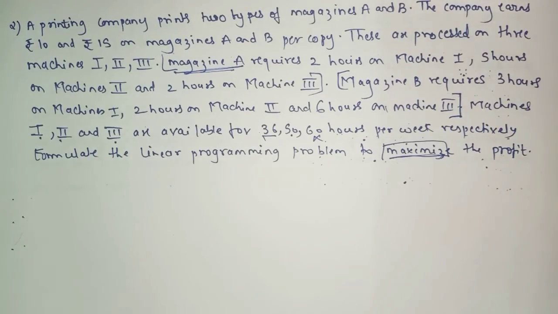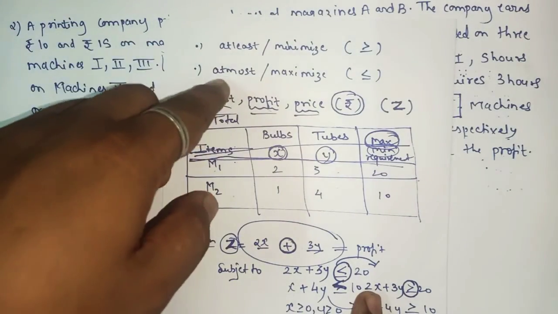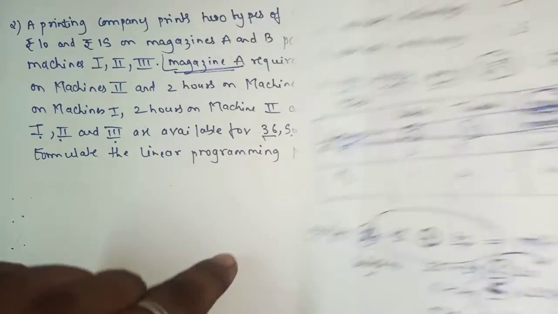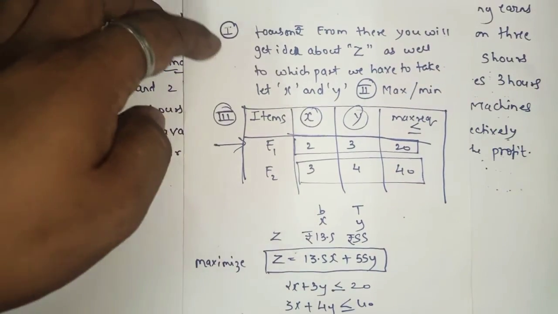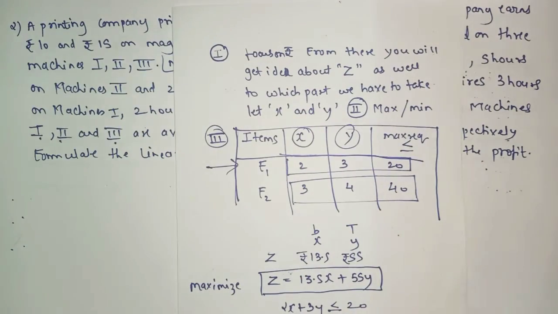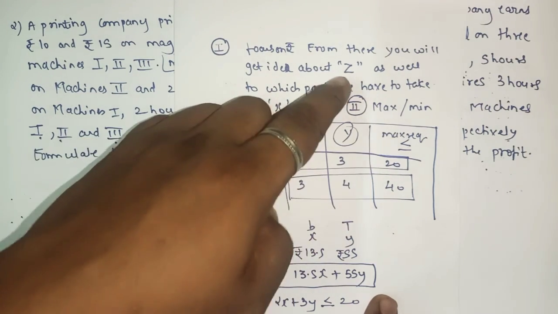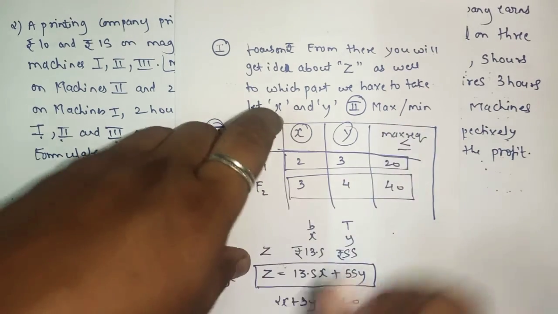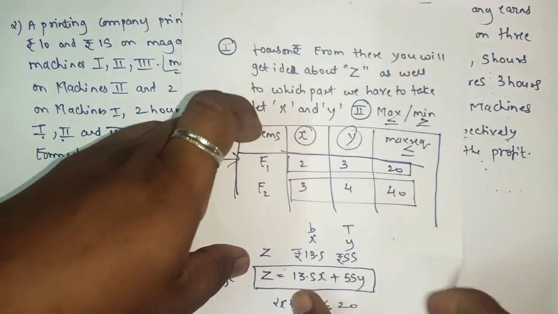Without knowing these basic concepts, what do you mean by at least, at most, minimize, maximize? What do you mean by cost, profit, price? How to prepare the table? What do you mean by constraint? Then, without even reading fully, within just 2-3 minutes we can frame the equation. Just follow these three steps. First focus on rupees, from there you will get the idea about x and y, even z. Then see whether the sum is based on maximize or minimize. Maximize means less than equal to. Minimize means greater than equal to. Yes or no?